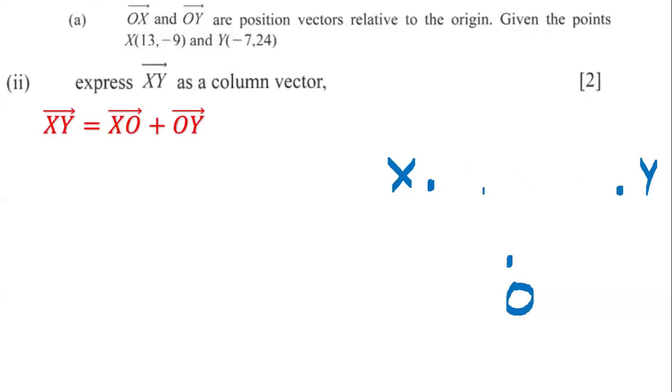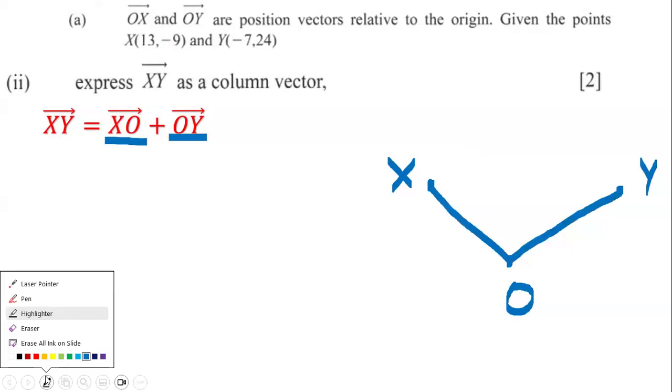So in order to get from X to Y, we have to go from X to O first. That's why we have XO here. And then we're going to go from O to Y. And that's why we have OY. If we follow this path, we would end up at Y, starting from X. And so that means that XY is equal to XO first, then OY. And that makes sense.